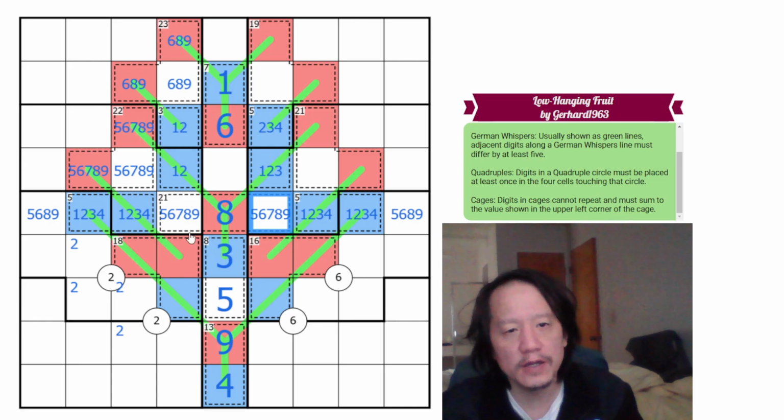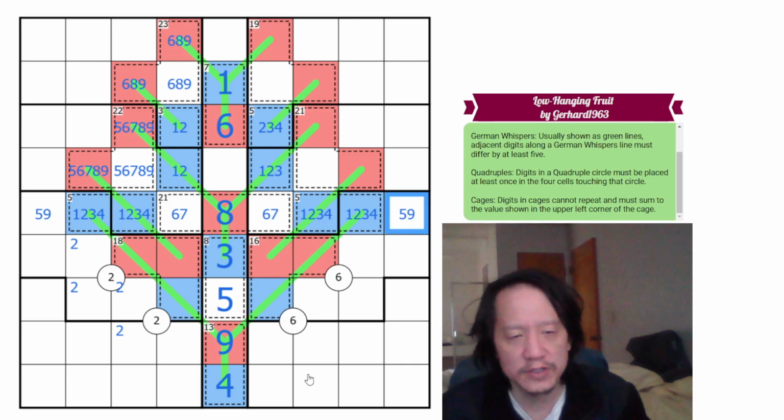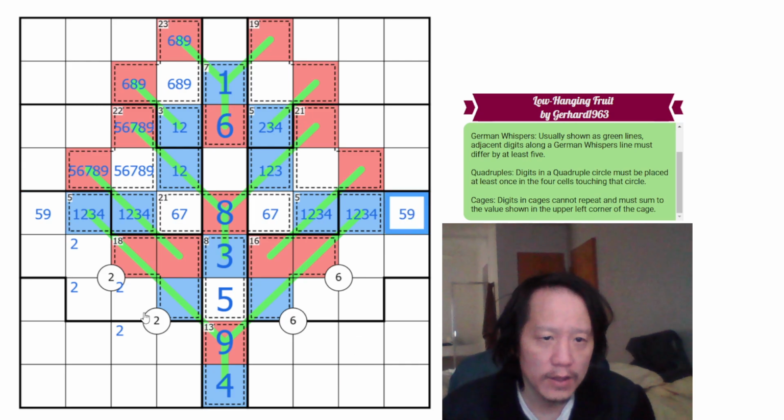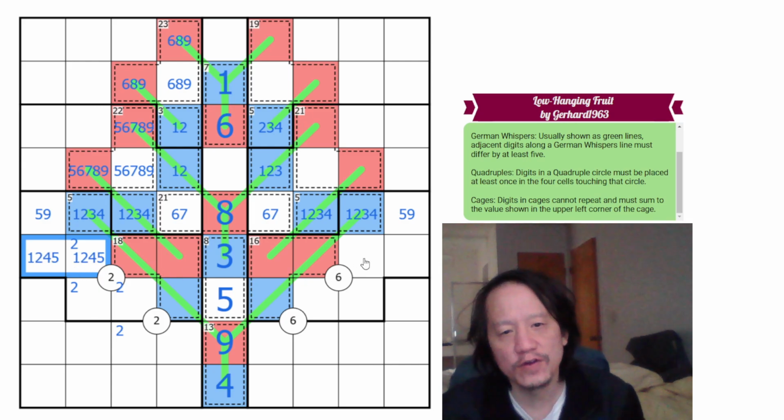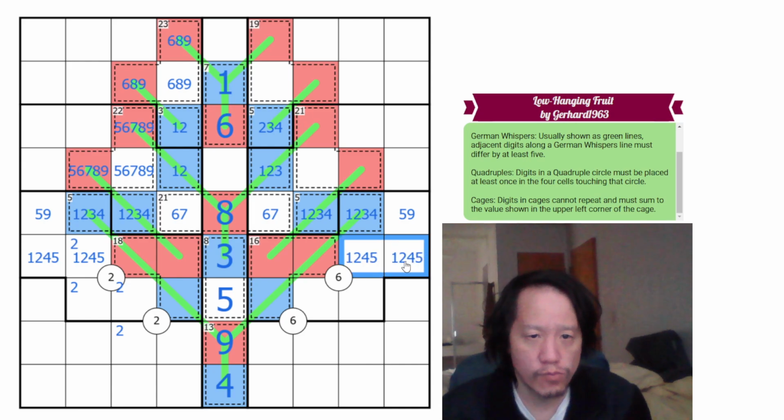This can't be 8. This has to be 6, 7, and 8. So no 5. This can't be 6 or 8, so we have 5 or 9. These are all the highs here. So the rest of the row must be 1, 2, 3, 4. 1, 2, 4, and 5. So this is 1, 2, 4, 5. This is 1, 2, 4, 5.